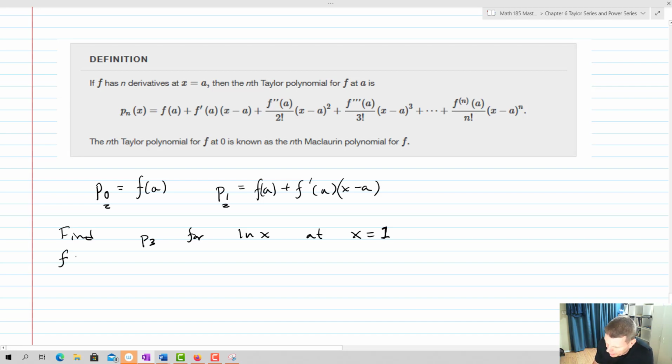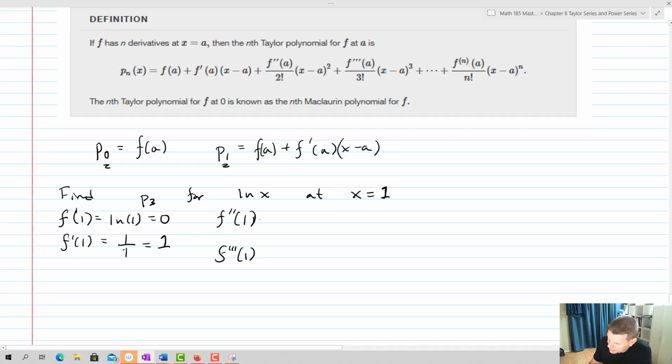All right? So we'll start out with f of 1, which equals the natural log of 1, which is going to equal 0. Then we'll have f prime of 1, which equals 1 over 1, because 1 over x is going to equal 1. Then we'll have f double prime of 1, which is going to equal negative 1 over x squared, which equals negative 1 over 1 squared, which equals negative 1. f triple prime of 1 is going to be 2 over 1 cubed, which equals just 2.